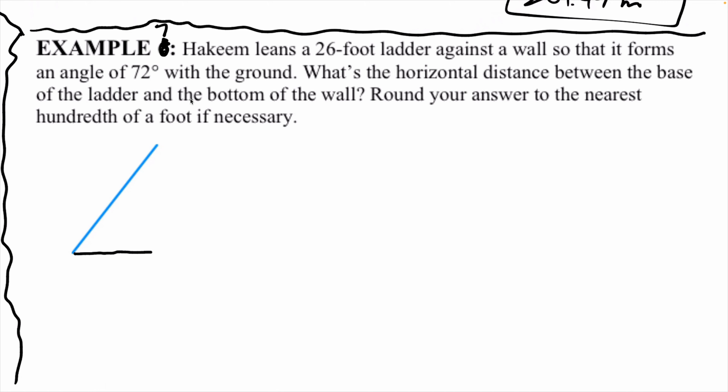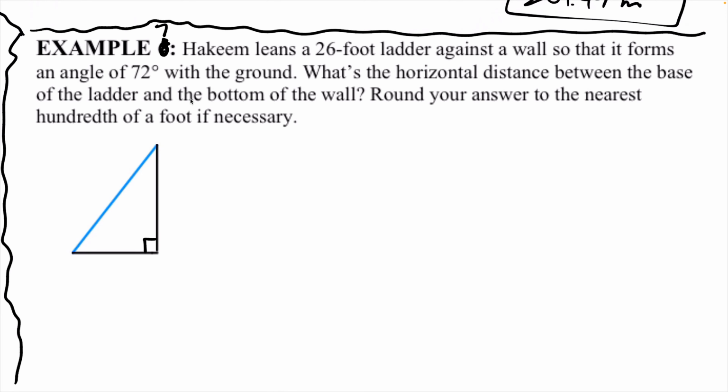Here's the ground. Here's the wall. Blue is the ladder. Horizontal, side to side, is the ground. Vertical is the wall. Okay. Now, what do we know about that triangle that we made?